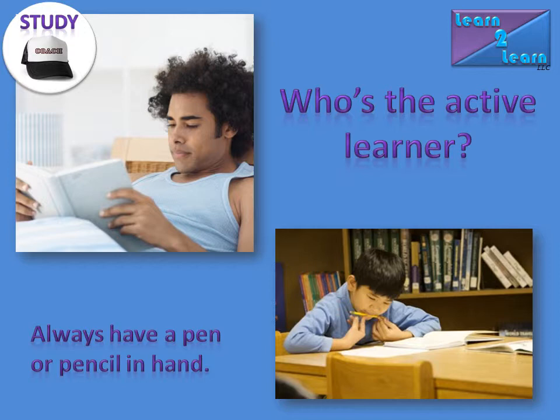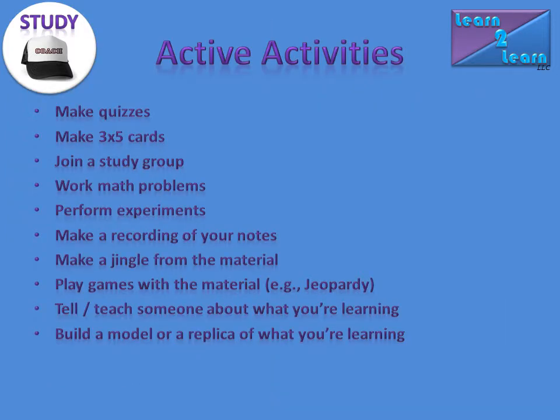On the other hand, the guy on the right is actively studying and is likely to have better success learning the information. He is sitting up, and more importantly, he does have a pencil in hand, which allows him to take notes. Here are some examples of active activities you can use while studying.